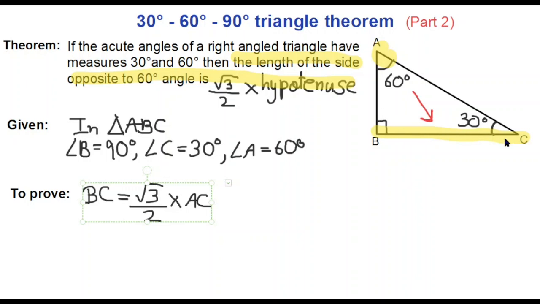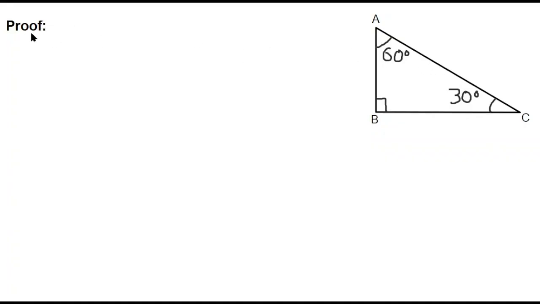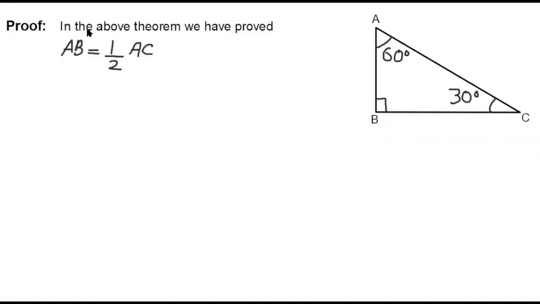So BC, that is the side opposite to the 60° angle, is equal to root 3 upon 2 into hypotenuse, which is side AC. So BC is equal to root 3 upon 2 into AC. This is what we have to prove. Okay. So we will start the proof. Now we will see the proof of this theorem. Okay, now the first step: in the above theorem we have proved.